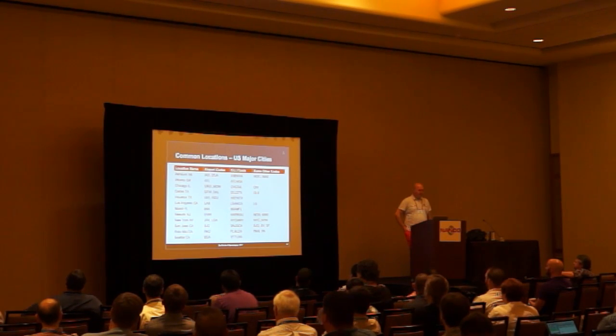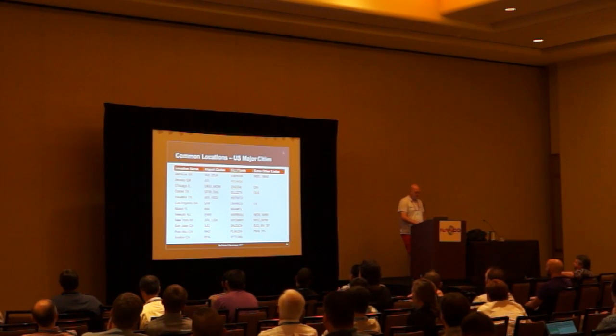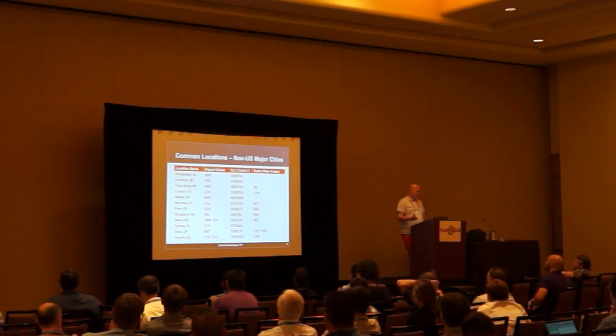So I have a little table of the commonly used major cities, broken down by airport codes, silly codes, and just some of the other codes that people will use in practice. So for consulting offline. Here's some of the non-major US cities, same type of thing. The major peering points, the major interconnection points that you typically see.